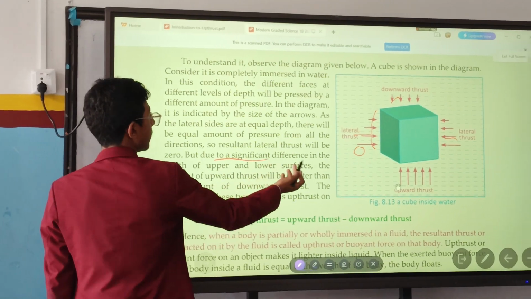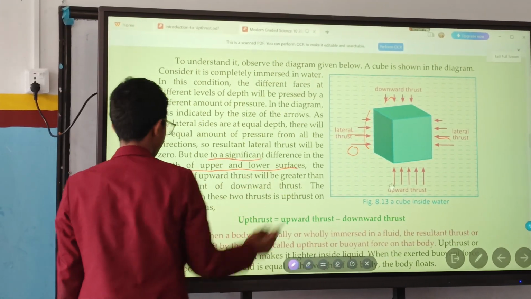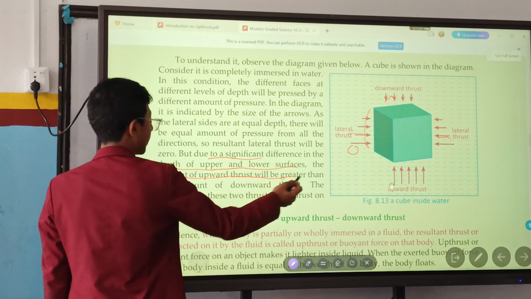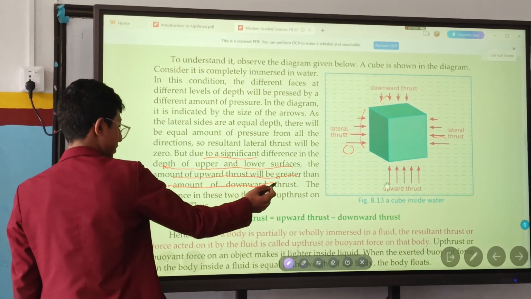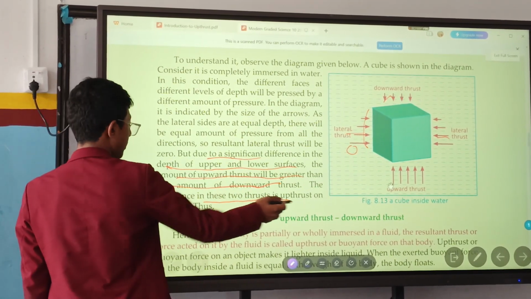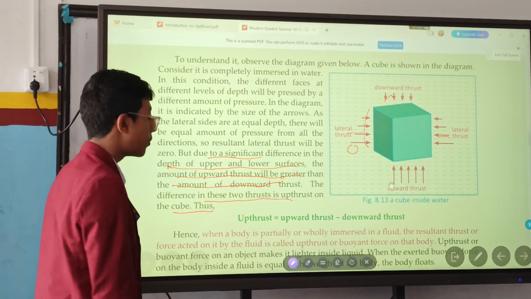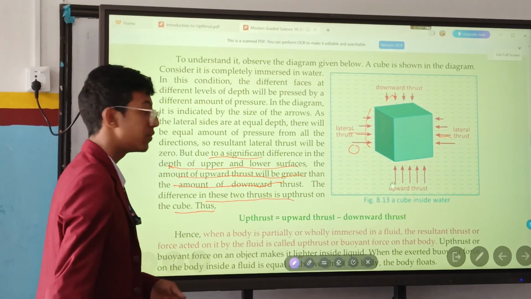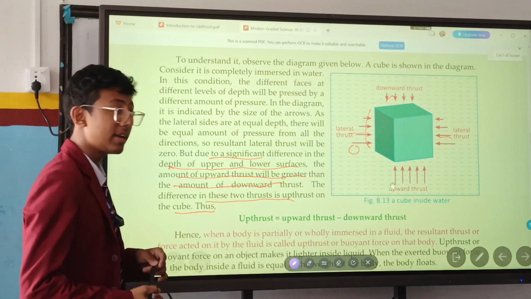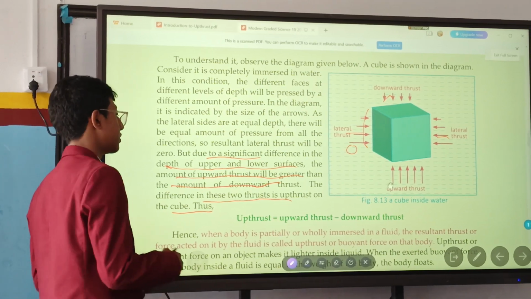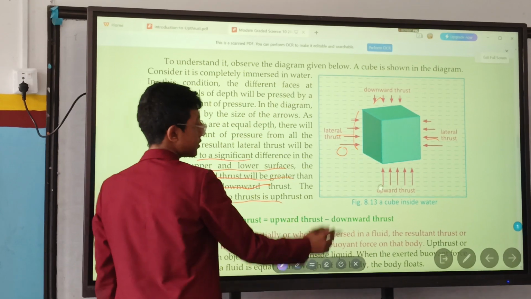Due to the significant difference in the depth of the upper and lower surfaces, the upward thrust will be greater than the downward thrust. The difference between these two thrusts is the upthrust. When a body is partially or wholly immersed in a fluid, the force exerted by the fluid is called upthrust. So upthrust equals upward thrust minus downward thrust.